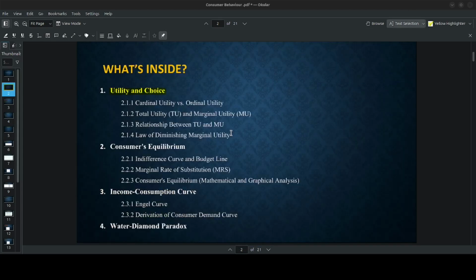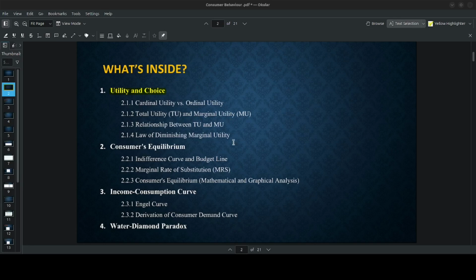Let's go through some key concepts step by step. First, we have cardinal utility versus ordinal utility, two different ways to measure satisfaction from consuming goods. Next, we will cover total utility and marginal utility, where total utility represents the overall satisfaction and marginal utility shows the additional satisfaction from consuming one more unit.